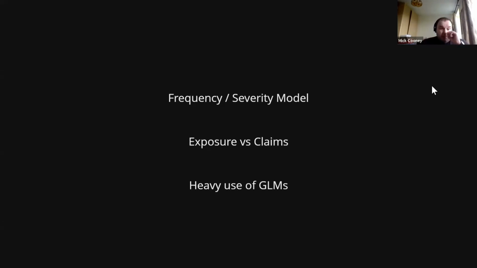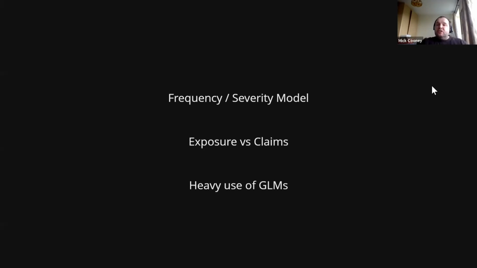So essentially what we do is we have an average cost per claim, let's call it, and then we have an average amount of claims, and then we multiply the two together, and that gives us our price, our kind of loss cost, as we'll call it.